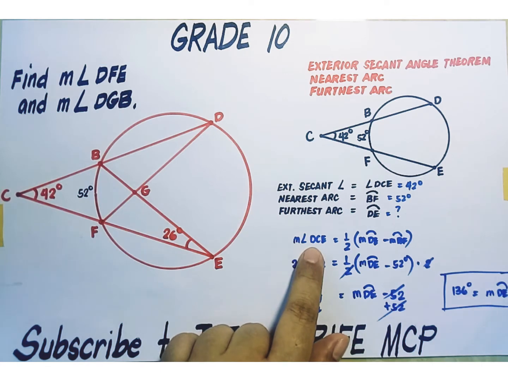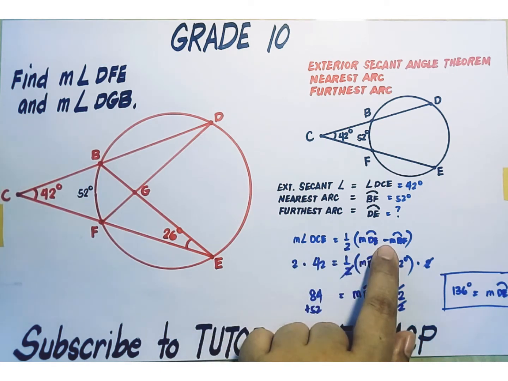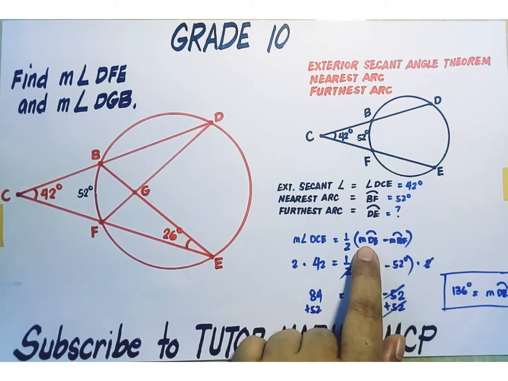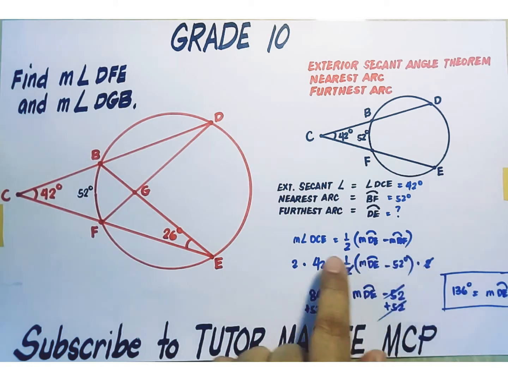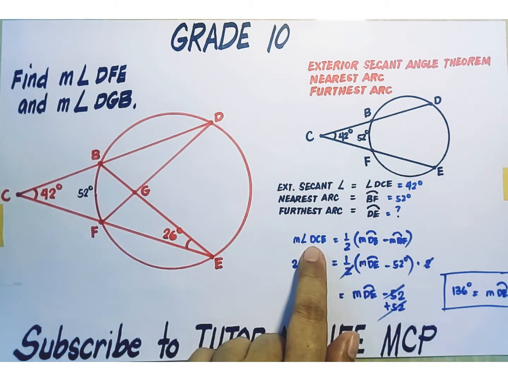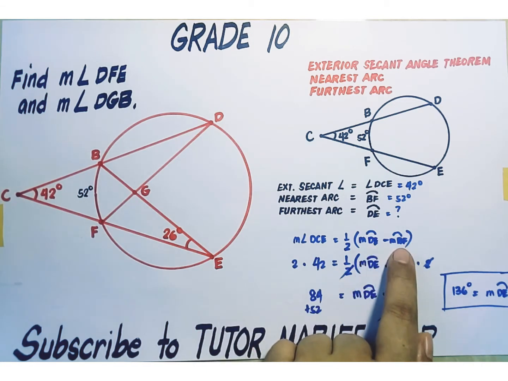Measure of angle DCE equals 1/2 times the difference between the measure of arc DE and the measure of arc BF. Angle DCE is the exterior secant angle. Arc DE is the furthest arc. Arc BF is the nearest arc.